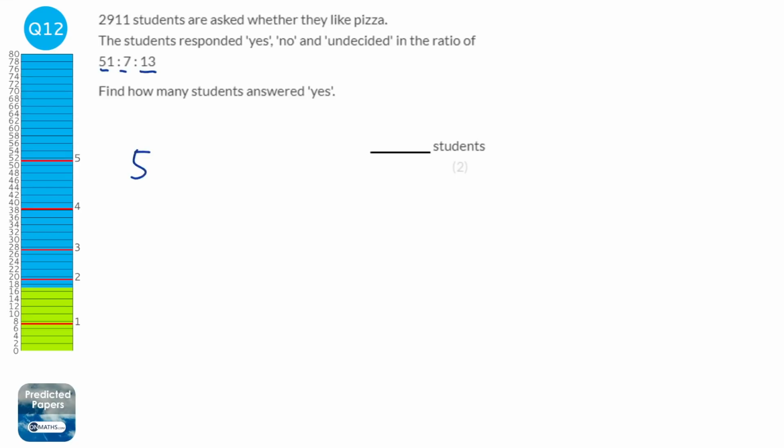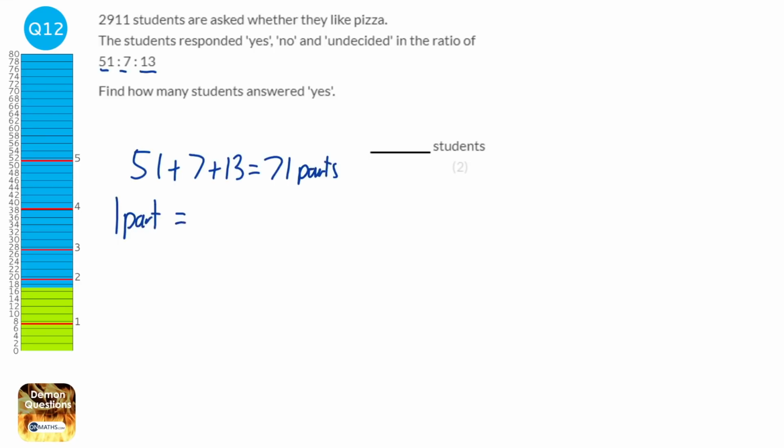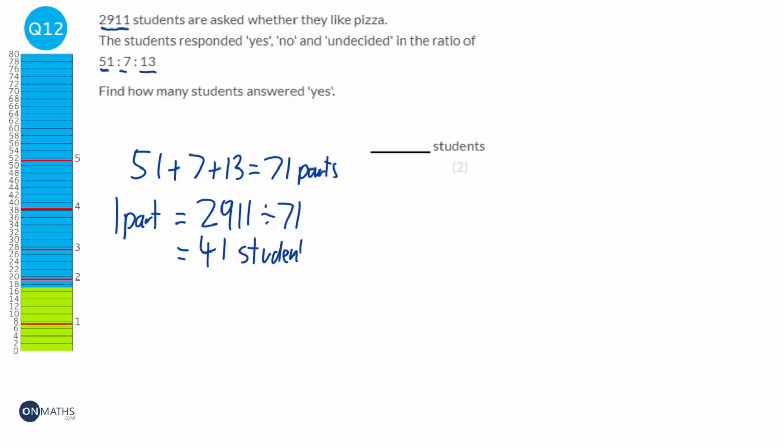So altogether, we've got 51 plus 7 plus 13, which is 71 parts. Now each part is equal, so to find out the value of one part, we're going to do how many students there are, which is 2,911, and divide it by the 71 to find out what one part is worth, how many students are in one part. One part's worth 41 students, so each one of those parts in the ratio is 41 students.